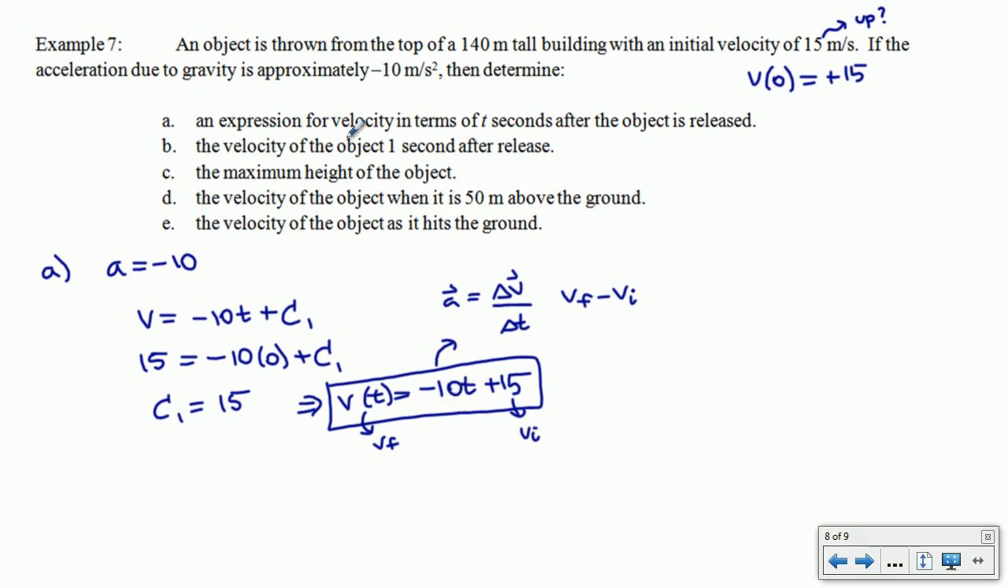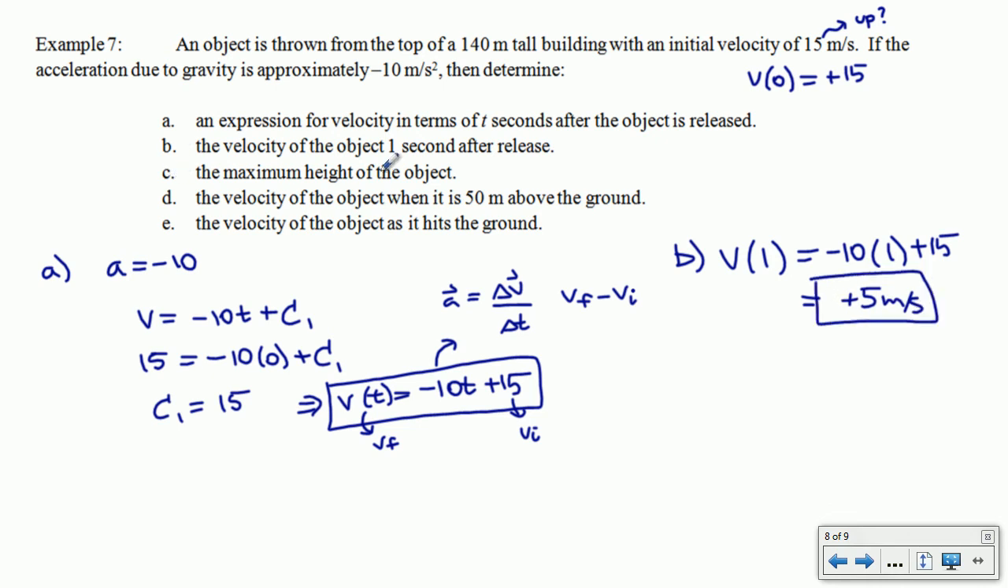Next we need the velocity of the object 1 second after release. So that would be v at t equals 1. So we plug 1 in for t here. So negative 10 times 1 plus 15. So 15 minus 10 is positive 5 meters per second.